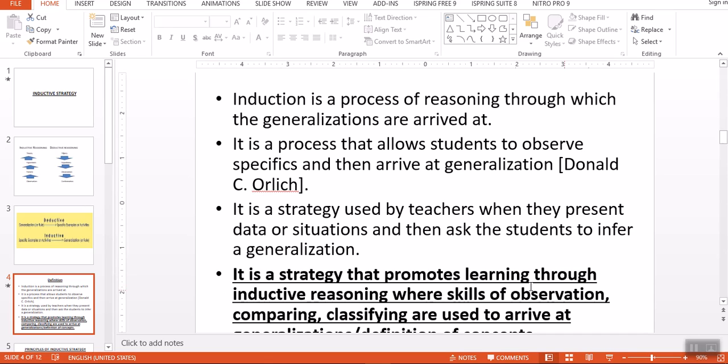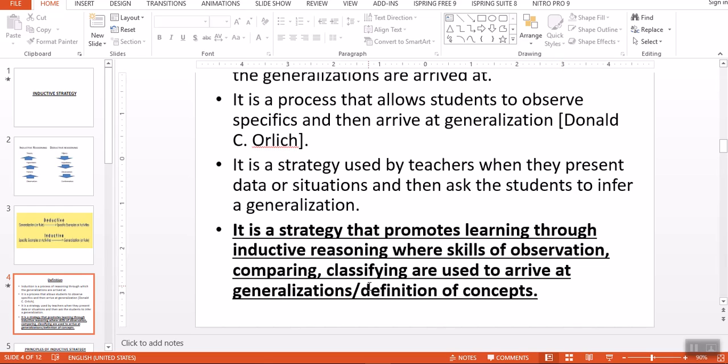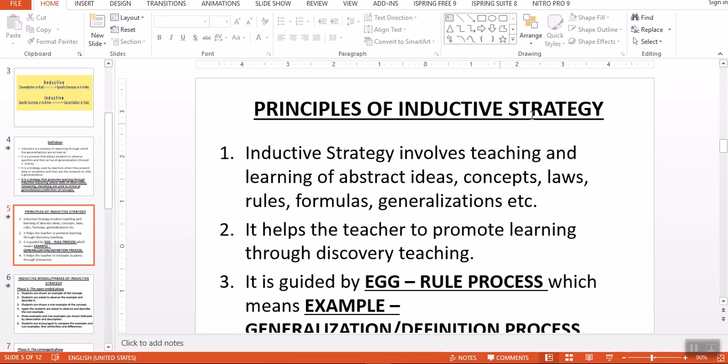It is a strategy that promotes learning through inductive reasoning, where the skills of observation, comparing, and classifying are used to arrive at generalizations or definitions. So it is a strategy where the teacher can use some examples and allow the students to look at and observe the examples and form certain patterns in them, and try to compare and contrast and arrive at some conclusions and form a definition, and that is what you call an inductive strategy.